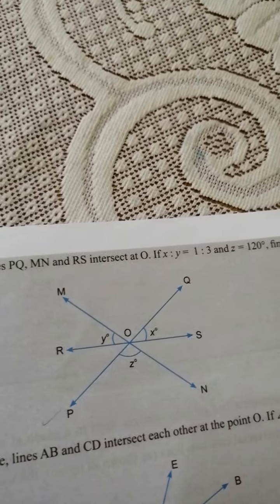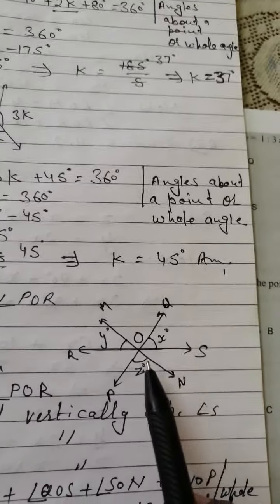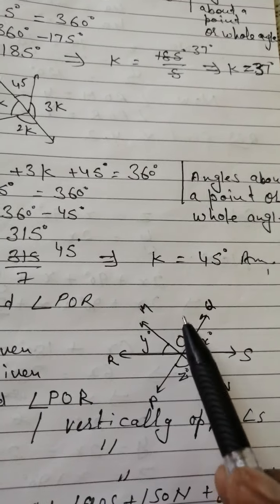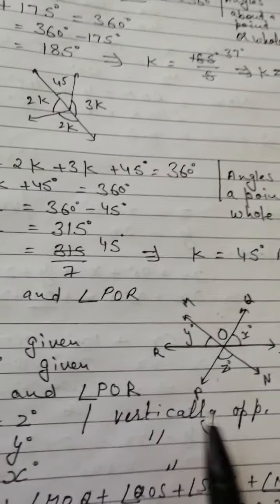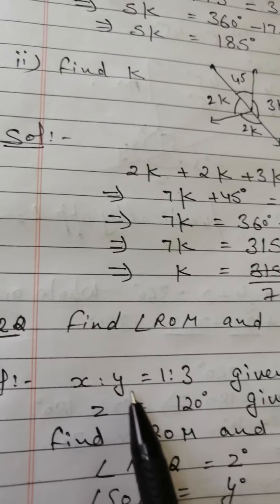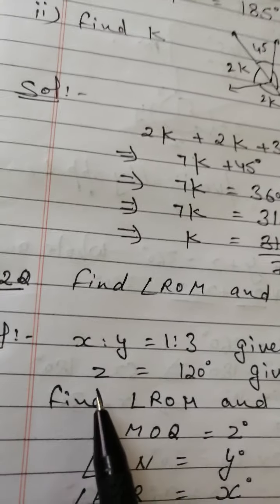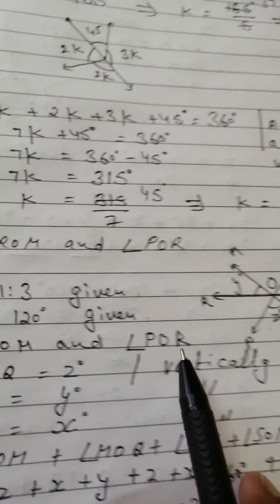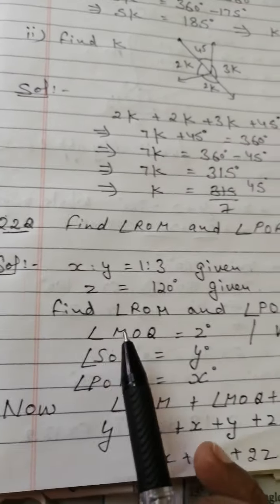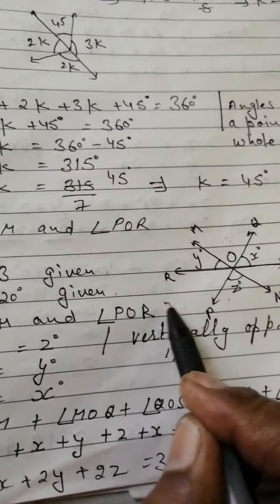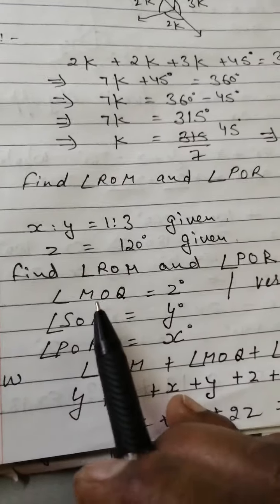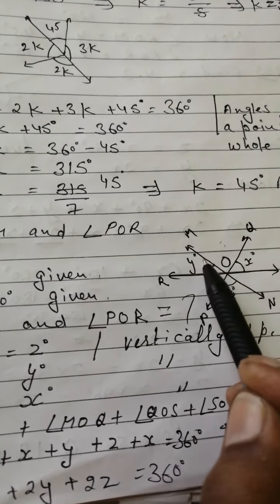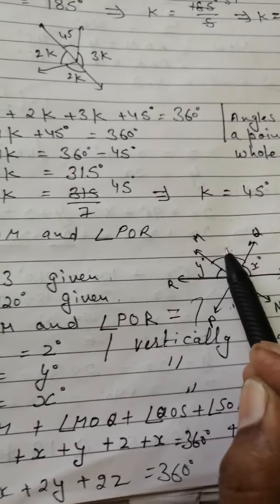Let us start. First of all, draw the figure. You know the whole angle is 360 degrees, and vertically opposite angles are always equal. Now x is to y is 1 is to 3, given, and z is equal to 120, given. Angles ROM and POR you have to find. First of all, whatever angles are not given we will find. MOQ, this angle is equal to z.